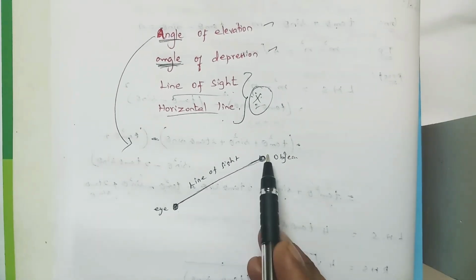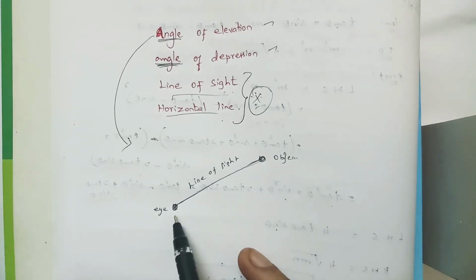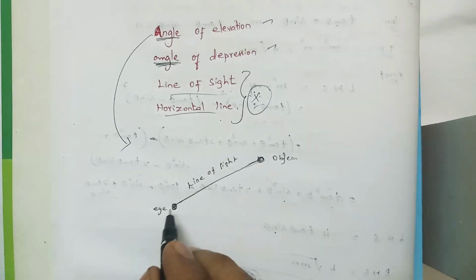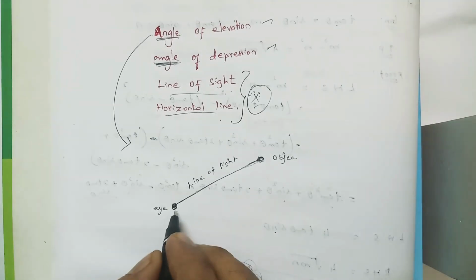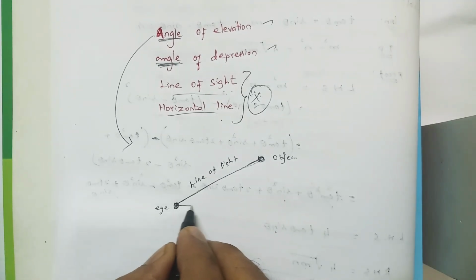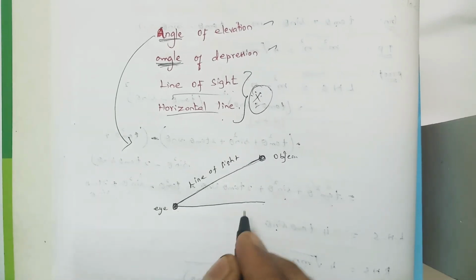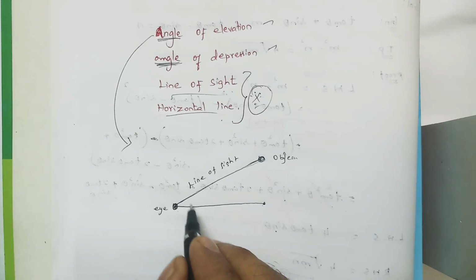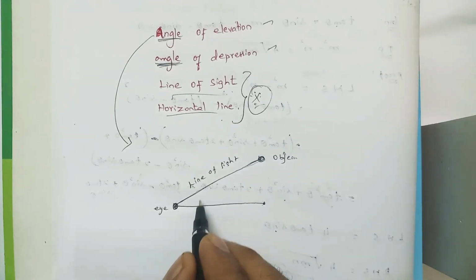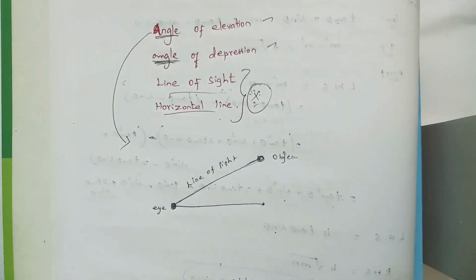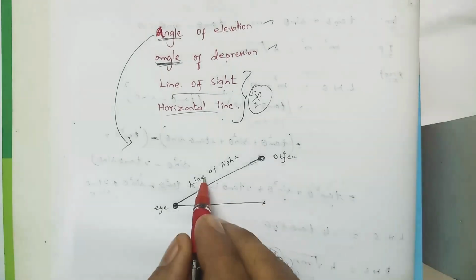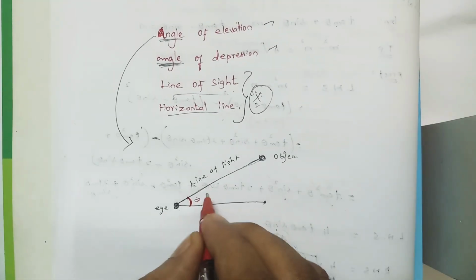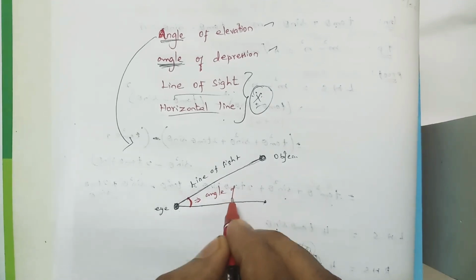From the eye to the object, that is nothing but the line of sight, right? And the horizontal line is where your eye is; from there we have to draw a horizontal line. In between the horizontal line and the line of sight, some angle is forming. That angle is called the angle of elevation.